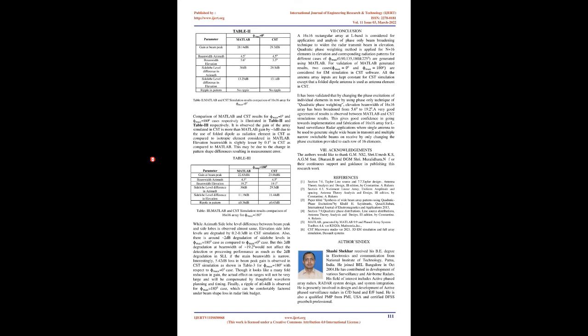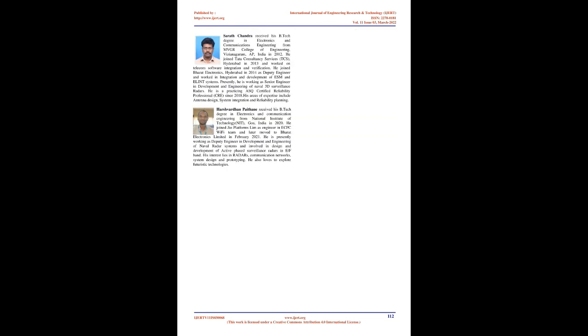For both the cases, it is established that the CST pattern follows the MATLAB generated pattern. While the azimuth side lobe level difference between beam peak and side lobes is observed almost the same, elevation side lobe levels are degraded by 0.2-0.3 dB in CST simulation. Also, there is around 2 dB degradation of side lobe levels in φmax equals 180° case as compared to φmax equals 0° case. But this 2 dB degradation at a beam width of 19.2° would not affect the detection or processing performance as much as a 2 dB degradation in SLL if the main beam width is narrow.